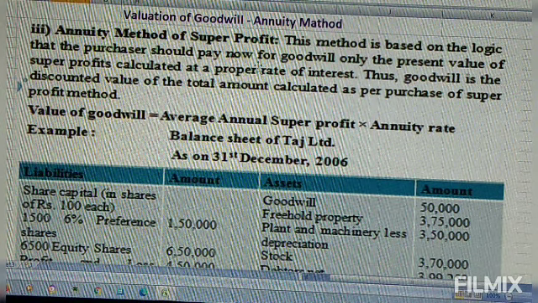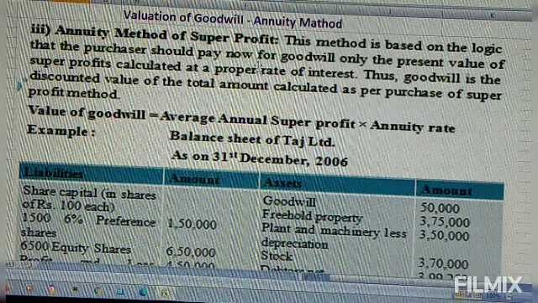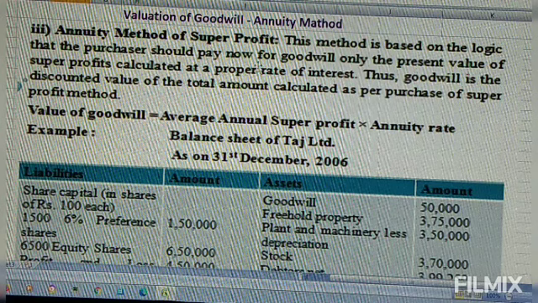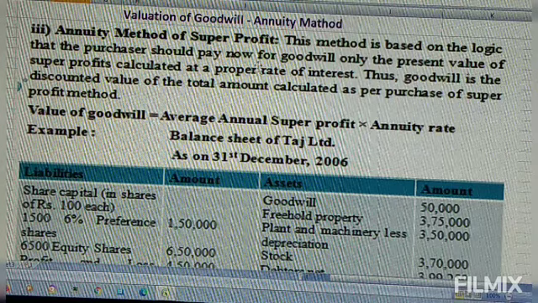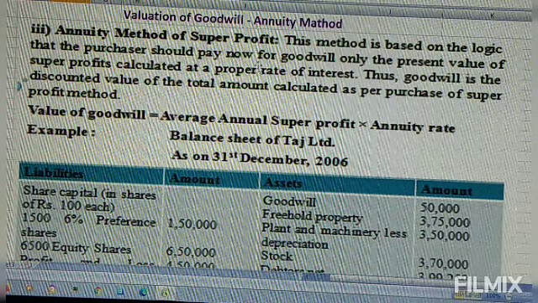Today we'll find out goodwill using the annuity method. Valuation of goodwill using the annuity method is based on the logic that the purchaser should pay for goodwill only the present value of super profits, calculated at a proper rate of interest. Thus, goodwill is the discounted value of the total amount calculated as per the purchase of super profit method.